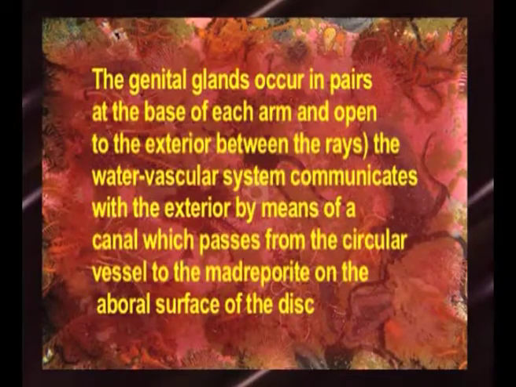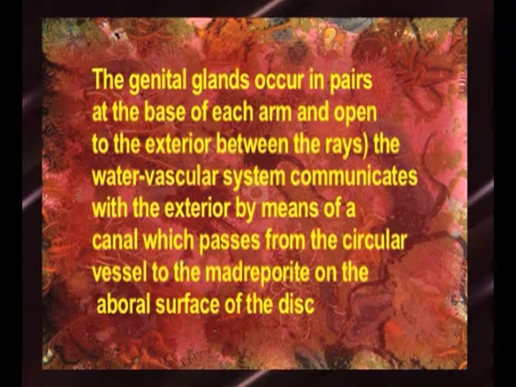The distribution of the main parts of the nervous system is similar to that of the water-vascular system. It consists of a ring around the mouth and of a branch which extends down the ambulacral groove of each arm. There is also a layer of fine nerve fibers under the ectoderm. The genital glands occur in pairs at the base of each arm and open to the exterior between the rays.